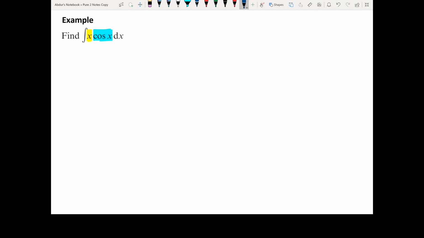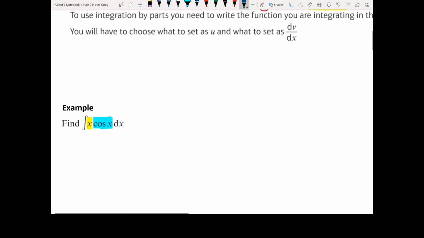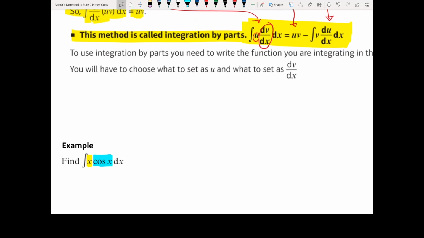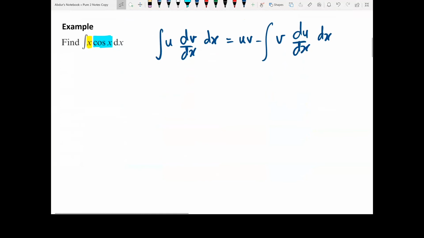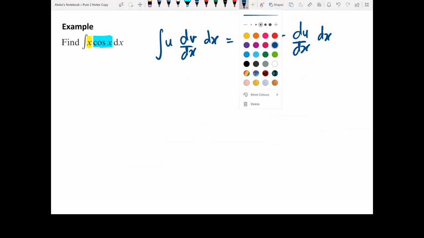So when we're doing integration by parts, start by writing down what the integration by parts formula is. As we said, the integration by parts formula is the integral of u dv by dx with respect to x is equal to uv minus the integral of v du by dx with respect to x. So there's our integration by parts formula. Let's go and take a look at the application of this now.